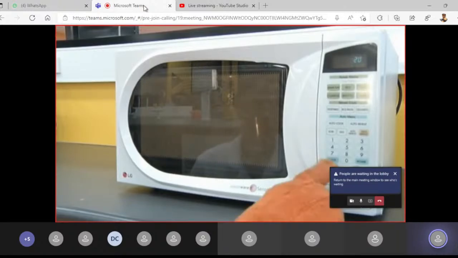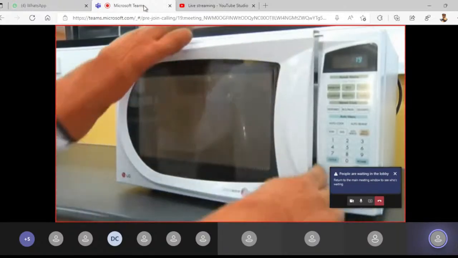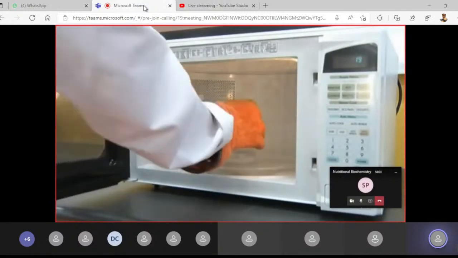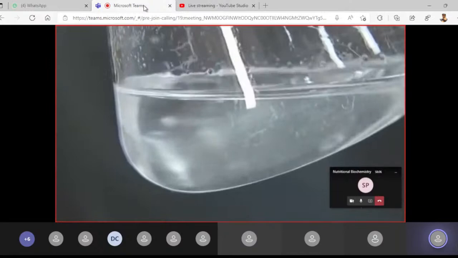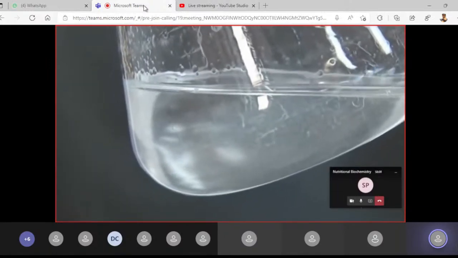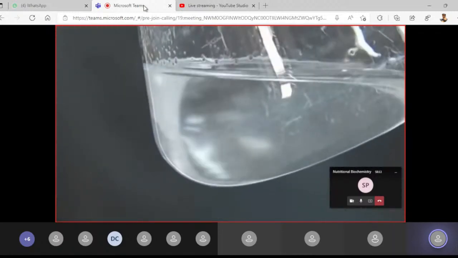Periodically stop the microwave and, while wearing heat-proof gloves, swirl the flask. Initially the agarose granules will appear as small, translucent lenses. Keep microwaving and periodically swirling until these disappear and the agarose is clear.